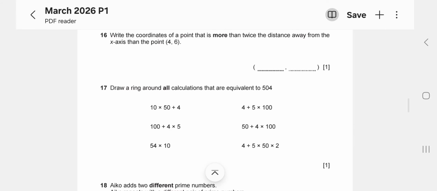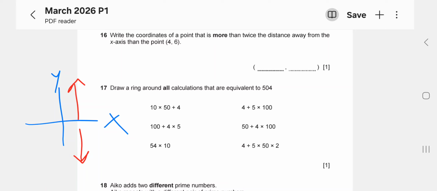Write the coordinates of a point that is more than twice the distance away from the x-axis. Here is the x-axis. Here is the y-axis. If I want to go away from the x-axis, this means I will move in the y or move in the x. I will move away from the x. So I will change the y or change the x. I will change the y.